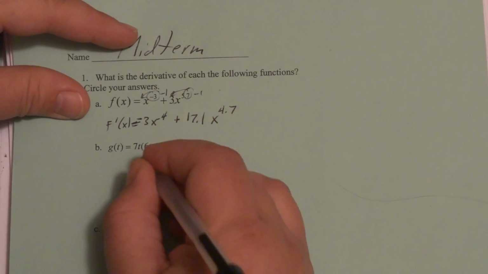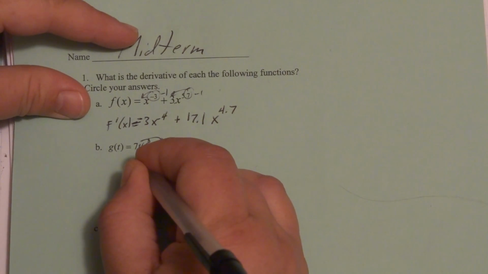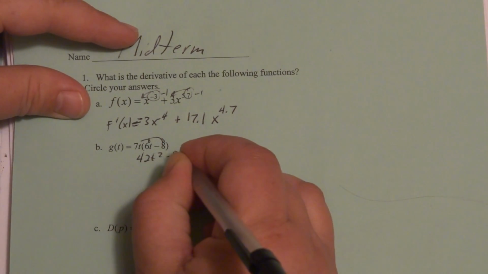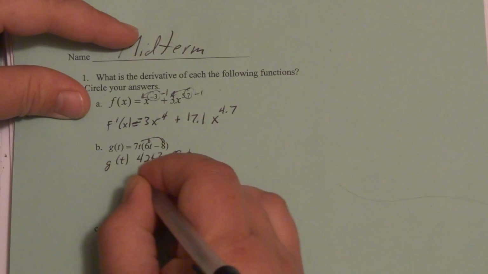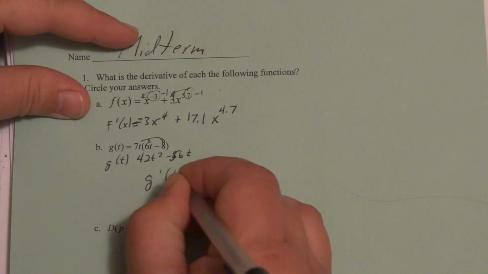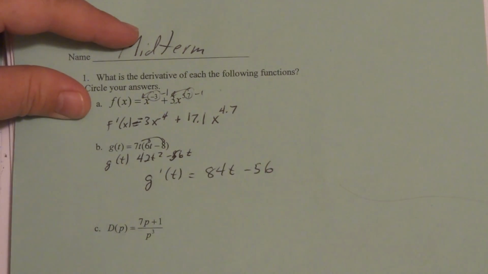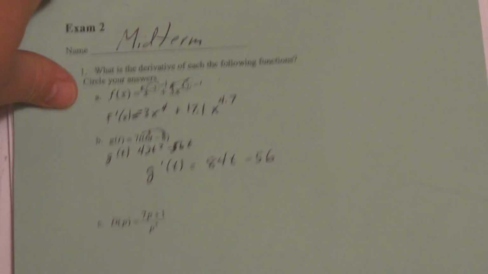Second one, lots of you just multiplied that through, that's fine. So that made 42t squared minus 56t. So that's the function itself. If we want to take the derivative then, we get 84t minus 56. Okay, so I'm going to move this up, looking in the camera, moving up.